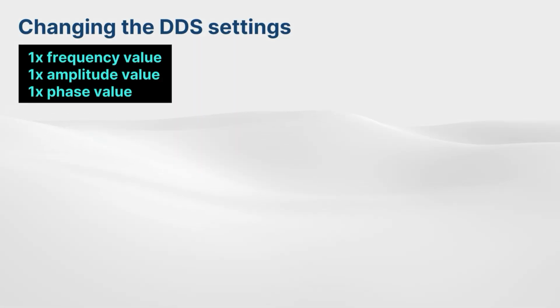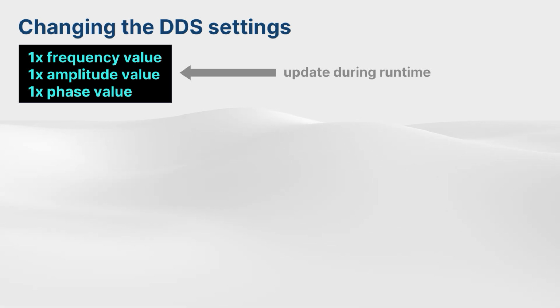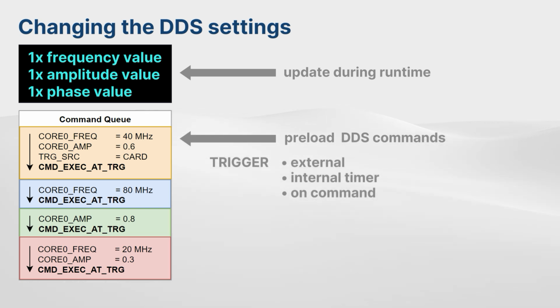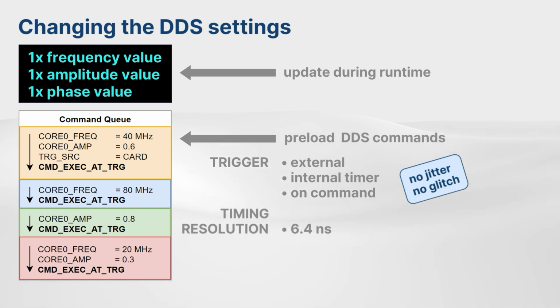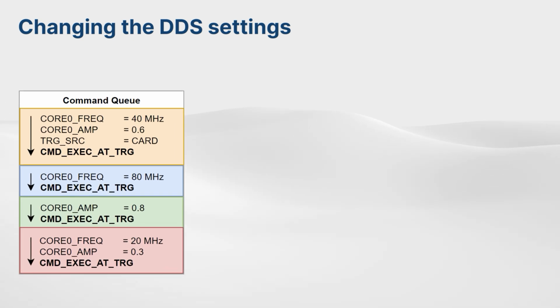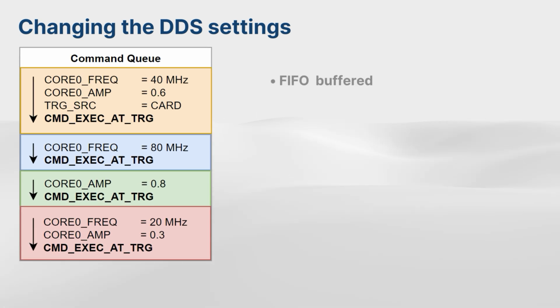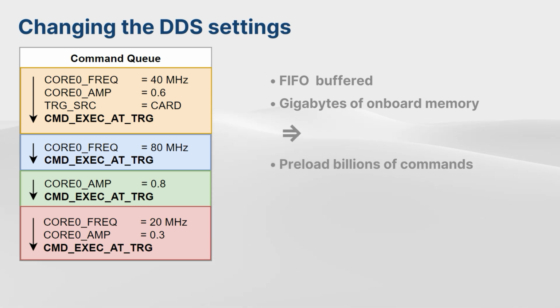Changing the DDS settings is very easy. You can update all the settings like frequency, amplitude and phase during runtime or using preloaded sequences of DDS commands. The updates can be triggered on external triggering, an internal timer, or immediately on command. No transition jitter or glitch appears, and the timing resolution is as small as 6.4 nanoseconds. A lot of sequences of DDS commands can be timed to occur sequentially, one after each other. They are FIFO buffered using gigabytes of onboard memory, so there is no problem to preload billions of commands if you like.